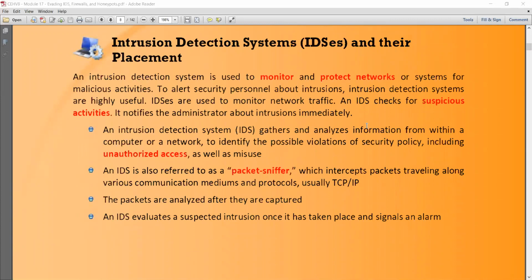An intrusion detection system is used to monitor and protect a network or system from malicious activity. To alert security personnel about intrusion, intrusion detection systems are highly useful. IDS are used to monitor network traffic, check for suspicious activity, and notify the administrator about an intrusion immediately. An IDS gathers and analyzes information from within a computer or network to identify possible violations. An IDS is a packet sniffer, which intercepts packets traveling along various communication media and protocols.